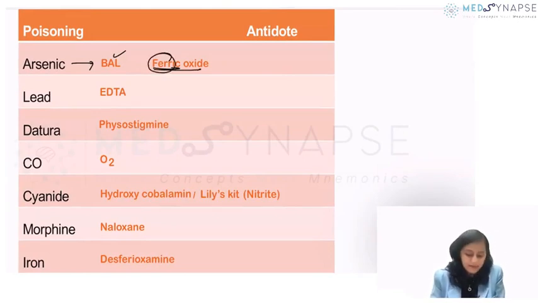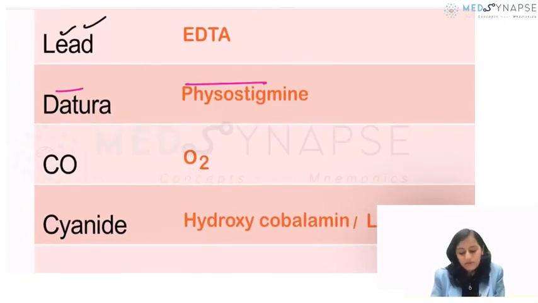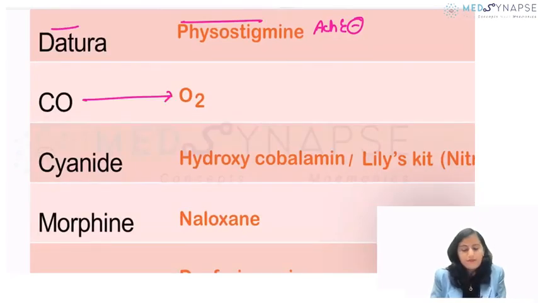Going to the next one, the antidotes. We have discussed that for arsenic it is BAL. For lead, it is EDTA. For dhatura poisoning, remember, it is physostigmine, an acetylcholinesterase inhibitor. For carbon monoxide, it is oxygen. Carbon monoxide binds to hemoglobin and does not allow oxygen to bind, so we give more oxygen.